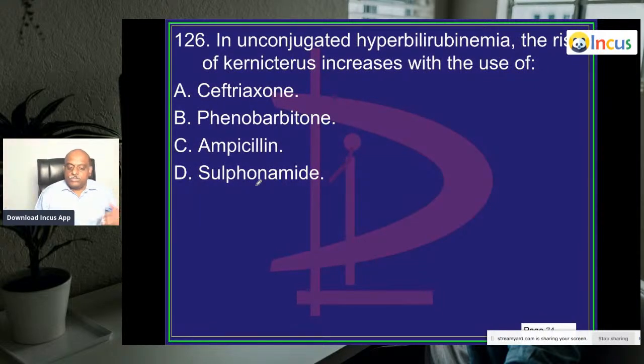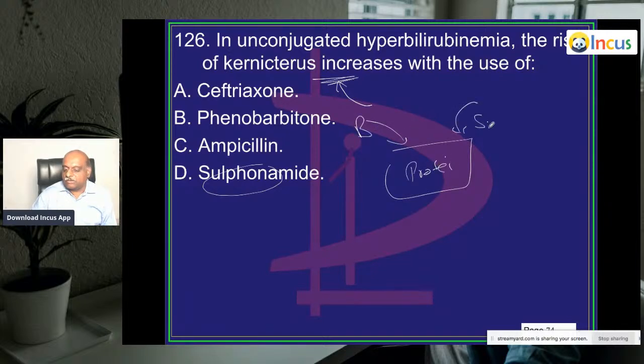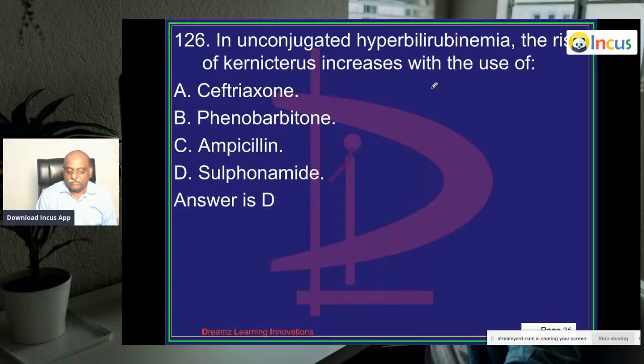Unconjugated hyperbilirubinemia. Which drug, if you give, the risk of kernicterus will increase? Typically, if you give sulfonamide, then sulfonamide will compete for the protein binding with bilirubin. So that displaces the bilirubin, and that will lead to a greater chance of development of kernicterus.